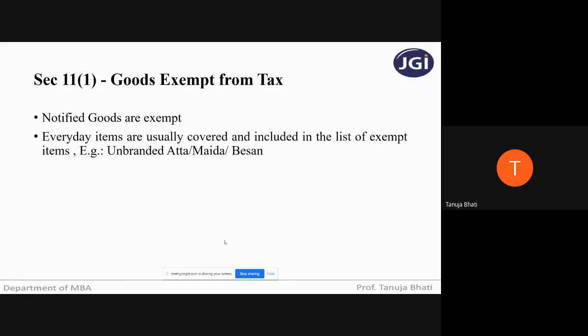Everyday items are usually covered and included in the list of exempt items. For example, unbranded atta, maida, besan, the daily necessity items are exempt under GST. Next, unpacked food grains, milk, eggs, curd, lassi, fresh vegetables, all these which are necessity items, which are not branded, which are not packed, those items or those goods are exempt from tax.